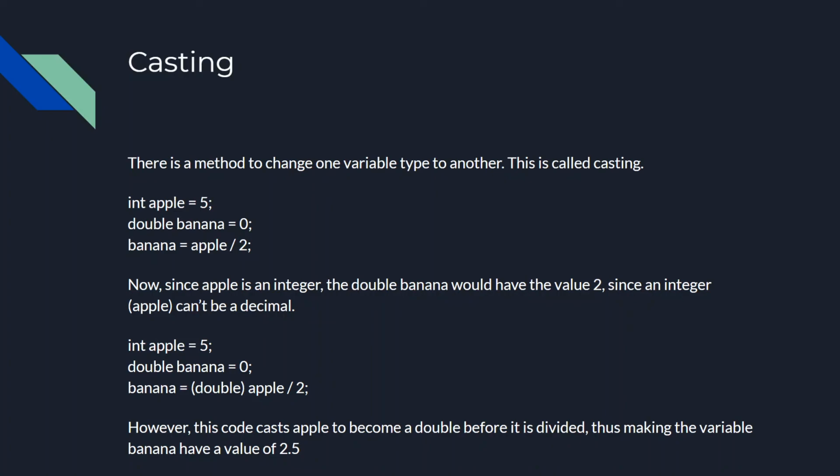5 divided by 2 will now return 2.5, since it is able to be a decimal. Now at the end, the variable banana holds the value of 2.5. You can cast a double to an integer, integer to a double, integer to a boolean, and so on and so forth.